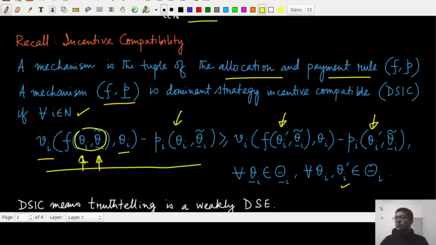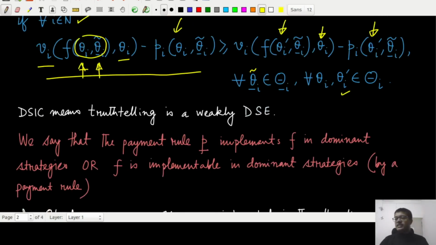So that means that whenever player i's true type is theta_i, there is no reason for player i to misreport his type to be theta_i prime, because that is going to give him less net payoff. That is the dominant strategy incentive compatibility. And why is it dominant strategy? Note that this inequality holds for all theta_{-i} tilde. No matter whether the other players are reporting their types truthfully or not, it's the best response for player i to report their type truthfully. Just to rephrase that, this DSIC means that truth telling is a weakly dominant strategy equilibrium.